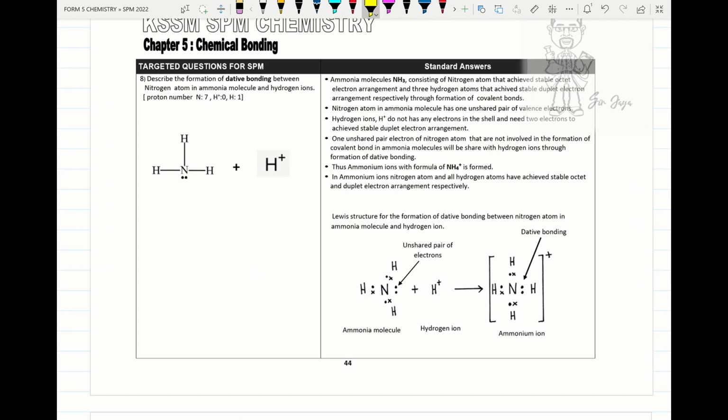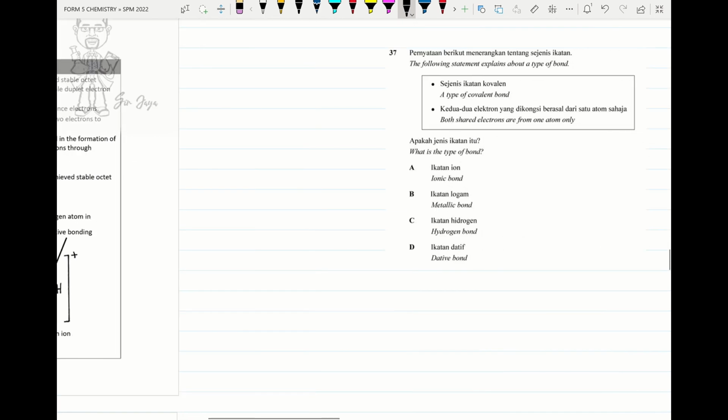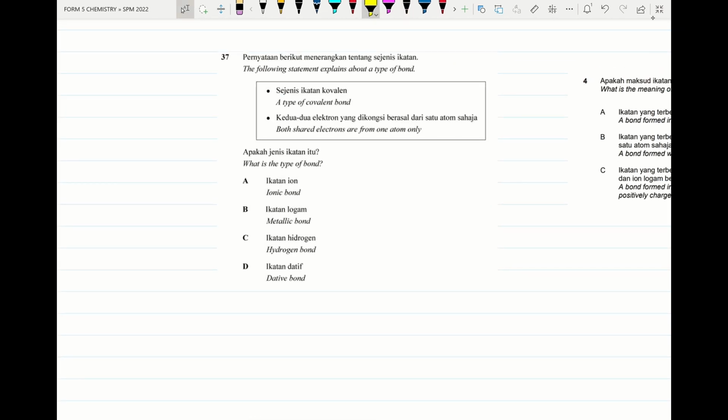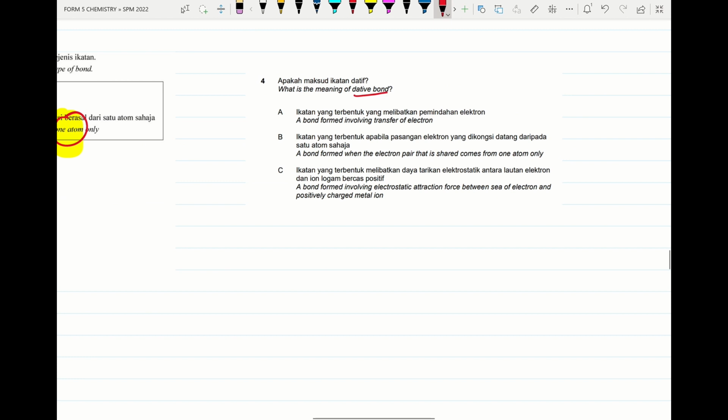All right. So the next type of bonding is known as dative bonding. So dative is a special type of covalent bond where the shared pair of valence electrons comes from one atom only. All right, so we try to check this question. A type of covalent bond is a special type of covalent bond. Both shared electrons come from one atom only. So what is the type of bonding? The answer is dative bonding.